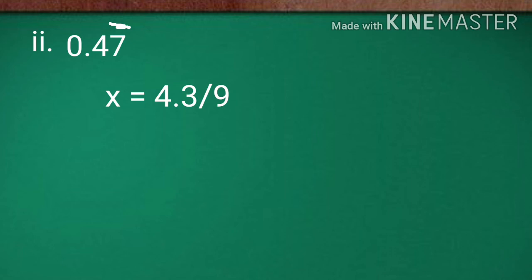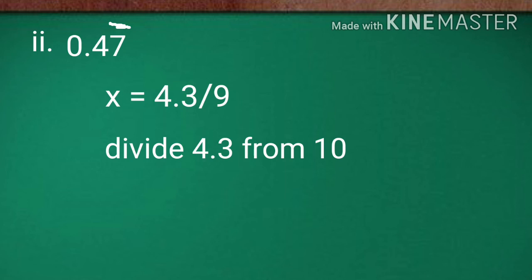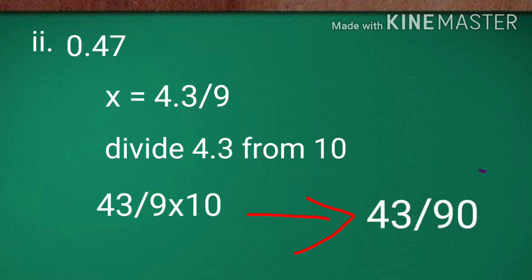So if you have two numbers after the point, you can divide by 100. If you have three numbers, you can divide by 1000. So on it will continue. So here there is only one number. That's why we are dividing it by 10. 4.3 divided by 9 into 10, which will give us 43 divided by 90.